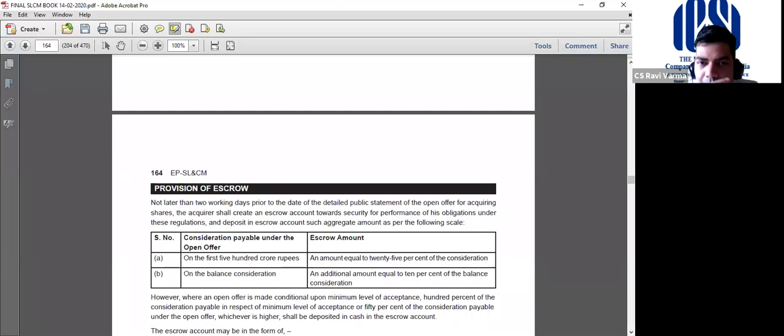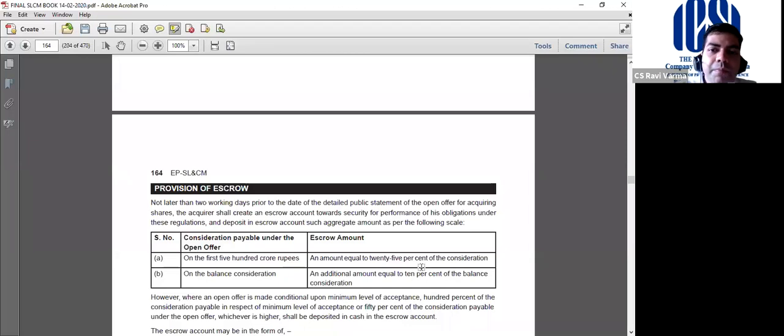Now, during this tendering period, if the persons are tendering the shares, what is the mechanism? How will they be sure that they will receive the money? They will receive the money by way of a commitment that the fund is in an escrow account. What is this account? It is a separate account opened with the bank, where the person who is making the offer will deposit.